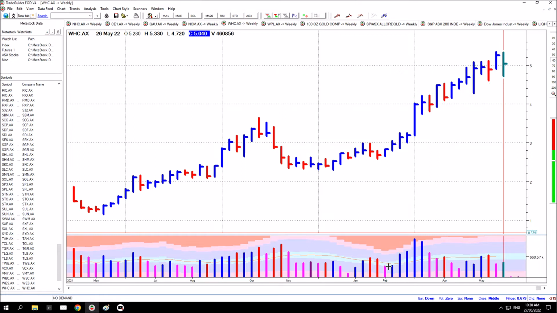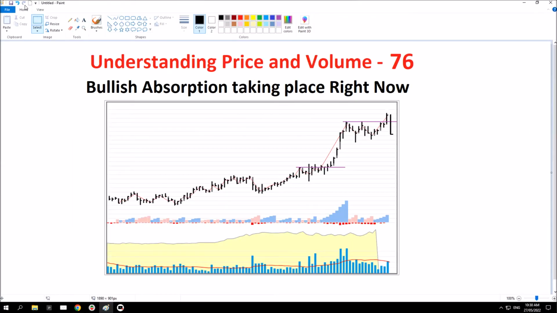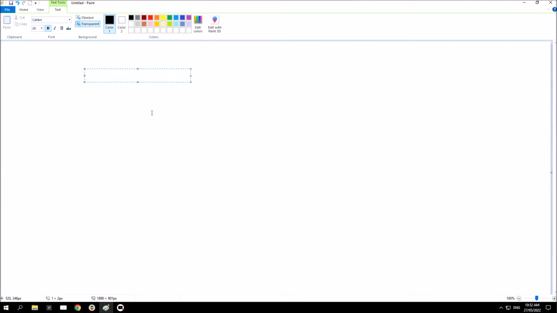Now, you may wonder why bullish absorption forms in the first place. If we have a look at, you'll generally find bullish absorption takes place for 2 reasons. One is in a period of accumulation, and the other is in a markup phase.